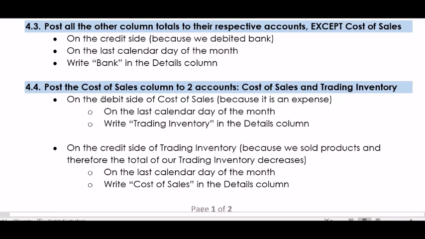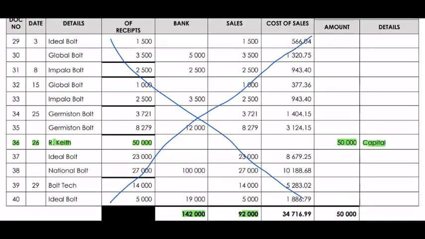Okay, so let's deal with the debit side of cost of sales first. Okay, we will do it on the last calendar month. And because it goes to those two accounts, in cost of sales, we will write trading inventory. And in trading inventory, we will write cost of sales. Let me show you. If you look at your CRJ, we are speaking about this value, the 34,716 Rand and 99 cents from cost of sales. Okay, so we will take this value to two places, and it's the only value, make a note, the only value that goes to two accounts, cost of sales and trading inventory.